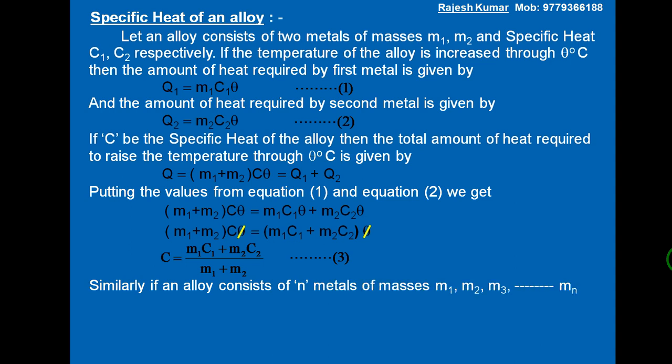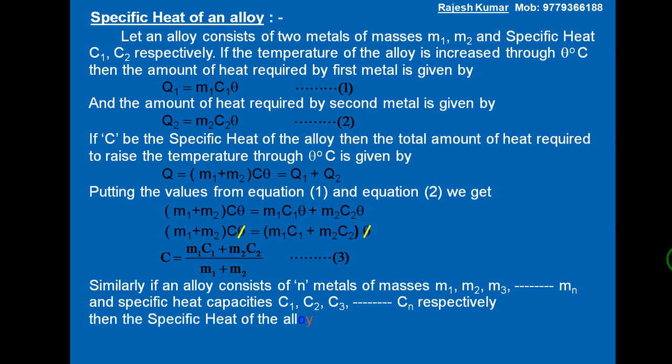Similarly, if an alloy consists of n metals of masses m1, m2, m3 and so on, mn, and specific heat capacities c1, c2, c3 and so on, cn respectively, then the specific heat of the alloy is given by c is equal to (m1 c1 plus m2 c2 plus m3 c3 plus so on up to plus mn cn) whole upon (m1 plus m2 plus m3 and so on plus mn). So this is the relation for specific heat of the alloy containing n metals.